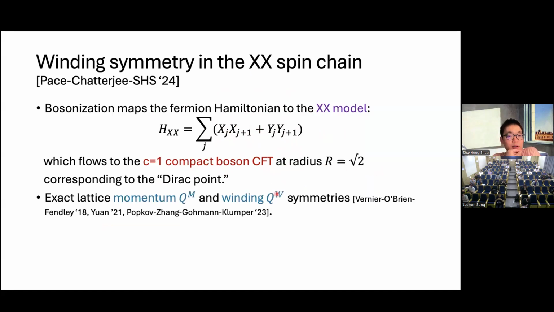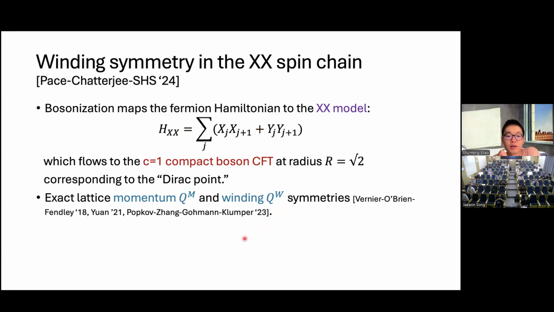Now, this model in the continuum has two U(1) symmetries, similar to the vector and the axial symmetries. In string theory, these two U(1)s are called the momentum U(1) and the winding U(1). On the lattice, this model manifestly realizes the momentum U(1) symmetry Q_m, but the winding U(1) is obscure. So in these papers and also in our second paper from last year, we realized the winding U(1) symmetry exactly in this lattice model.